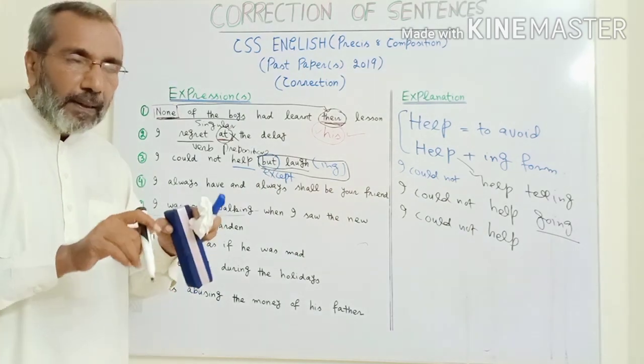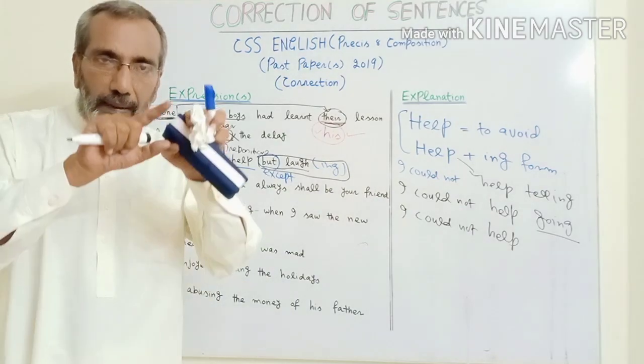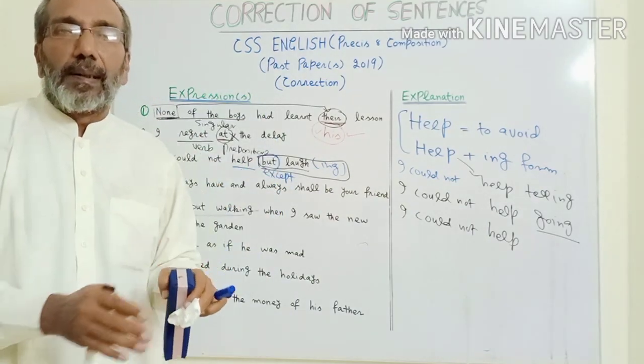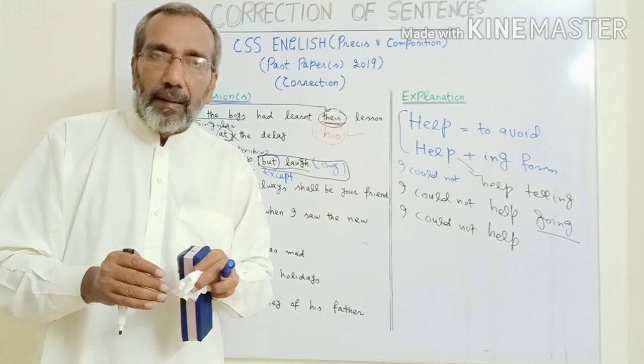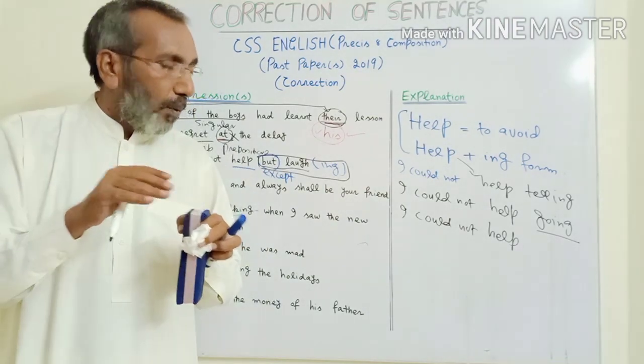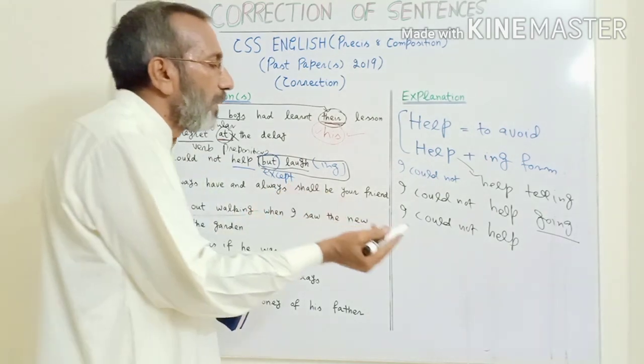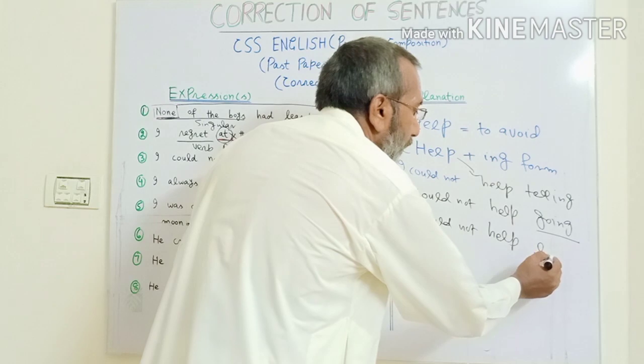Laughing over here does not mean the continuous form. Rather, it is the process. I have discussed in a previous lecture that sometimes we use the word laughing as a gerund, noun-like. So it would be "I could not help laughing."